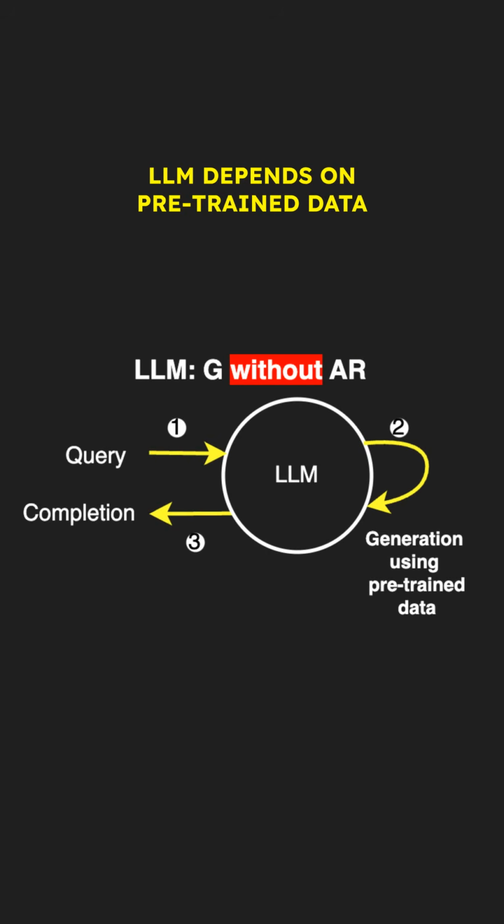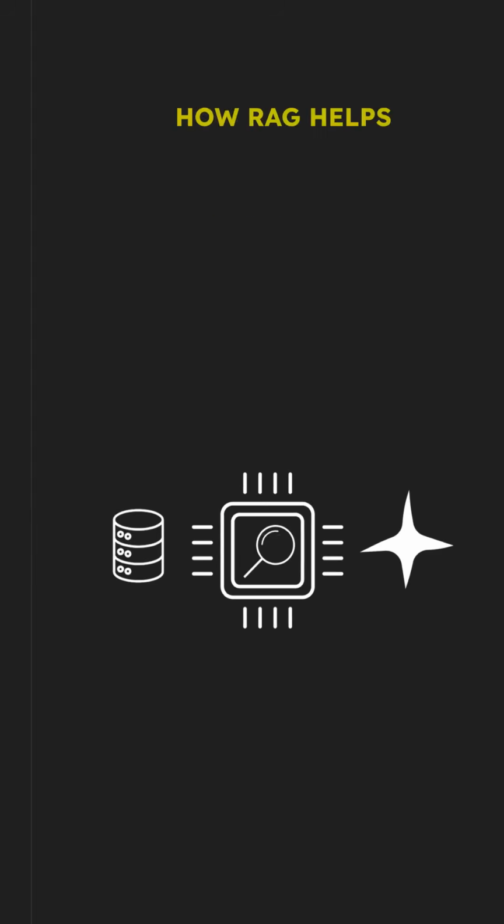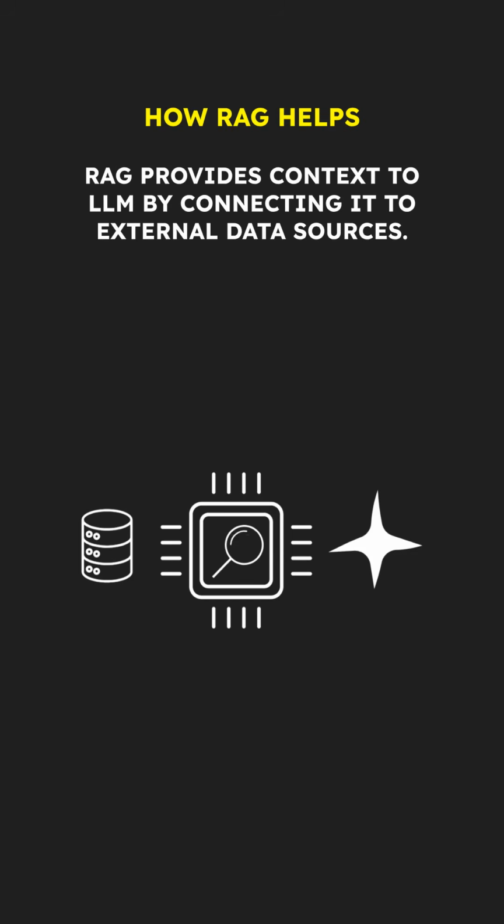Traditionally, an LLM depends on pre-trained data for its responses. It receives a query, generates a response using its training data, and provides the completion. Without RAG, the LLM has no exposure to external documents or proprietary data, limiting its knowledge to what it was trained on. RAG helps by providing context to the LLM.